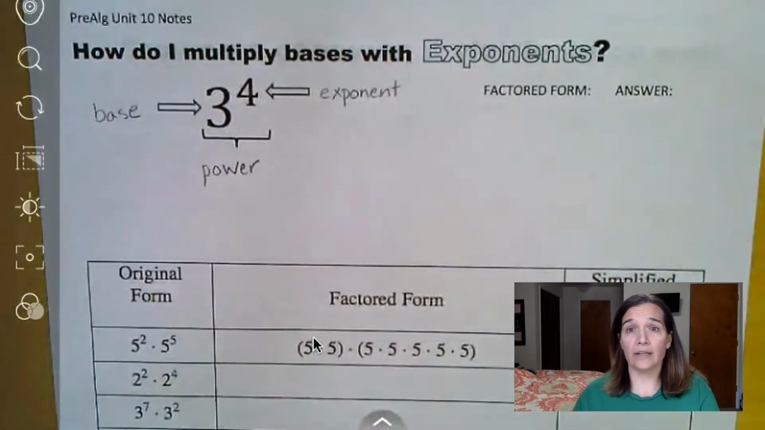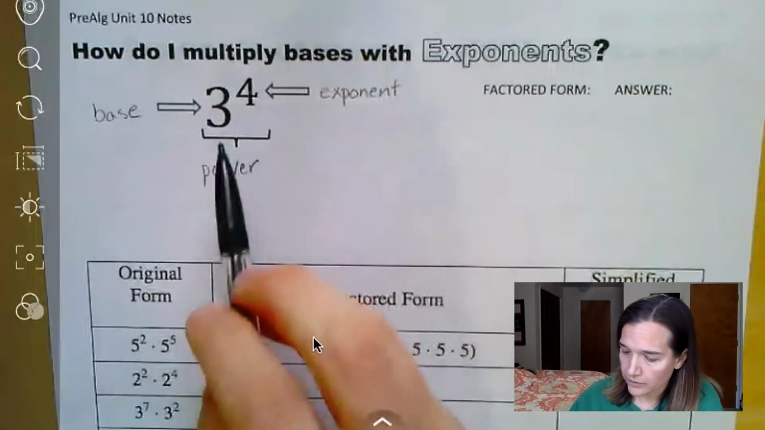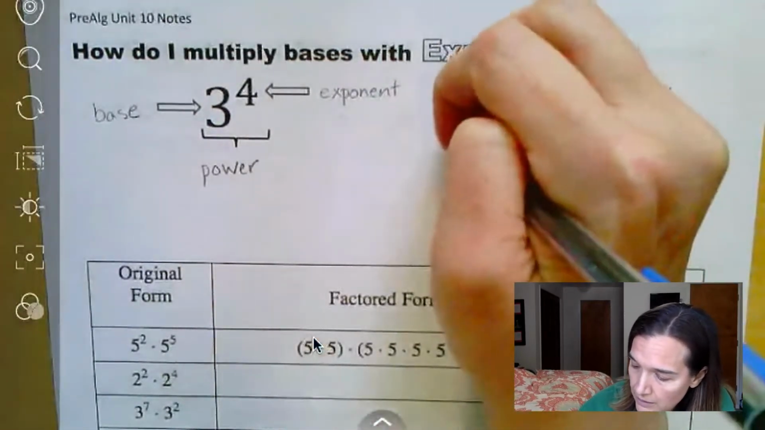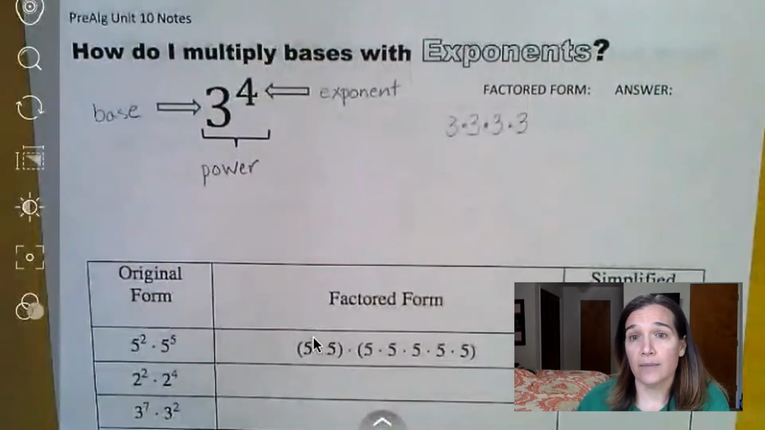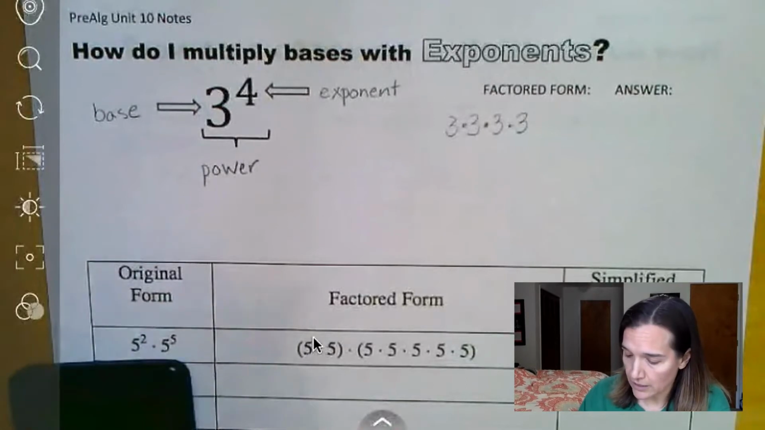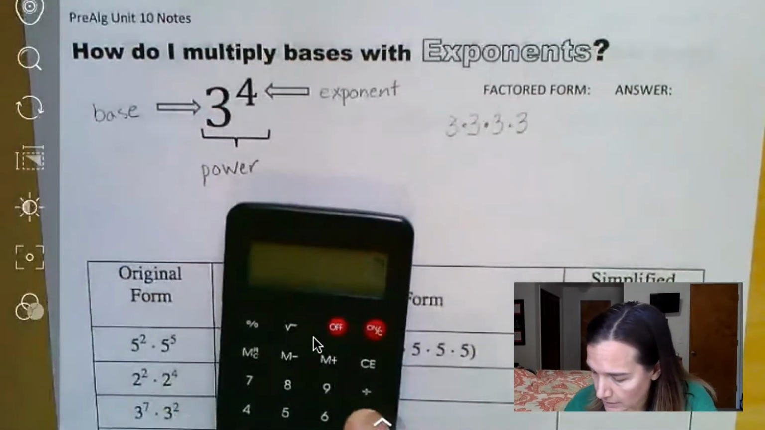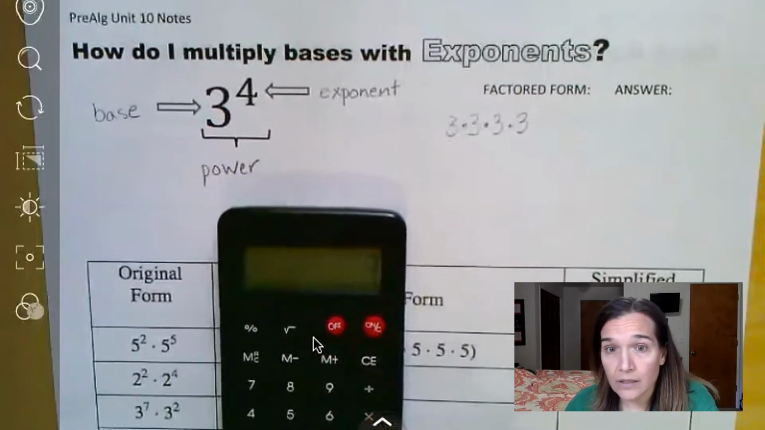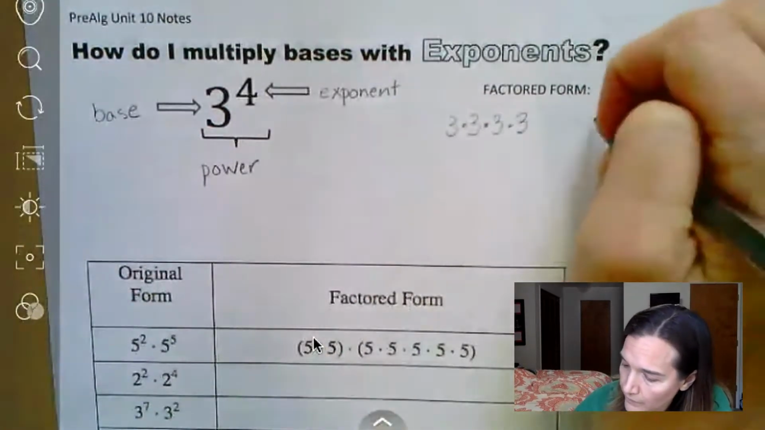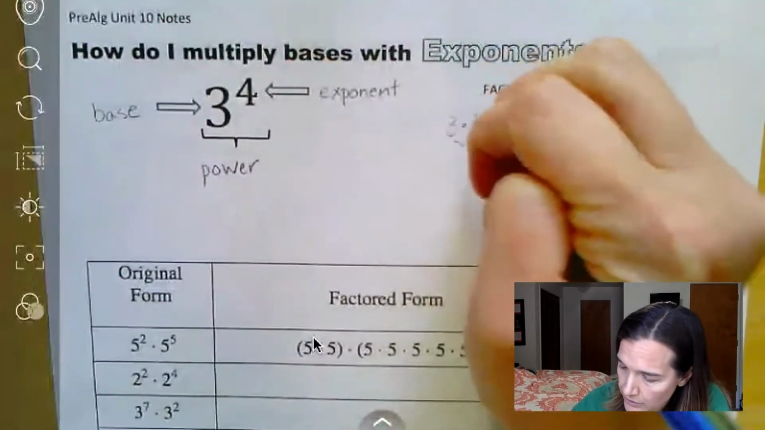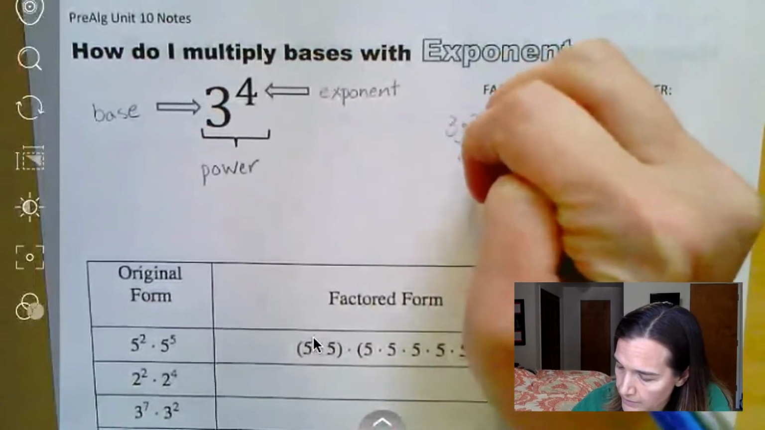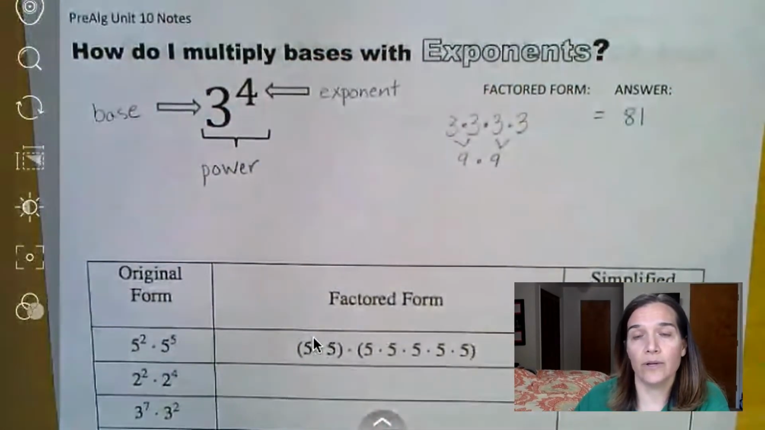And when we're looking at factored form versus what the actual answer is, for factored form, for 3 to the 4th power, what that means is you're going to take 3 and multiply it by itself 4 times. So 3 times 3 times 3 times 3. And we can do that, and we get 81. There are some shortcuts when you are factoring them. A lot of times what I like to do is say, hey, this is a 9, this is a 9, and together 9 times 9 is 81. So it's a little bit faster if you don't have a calculator.